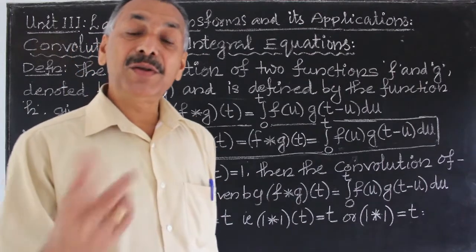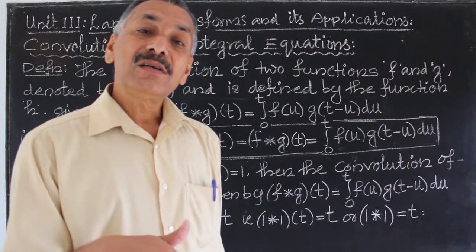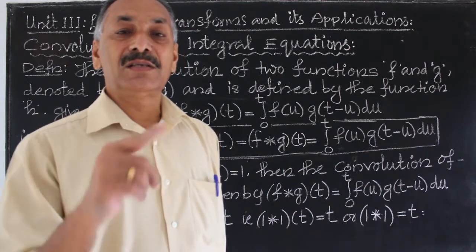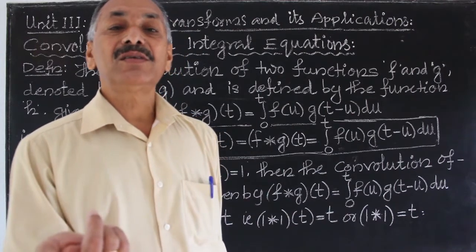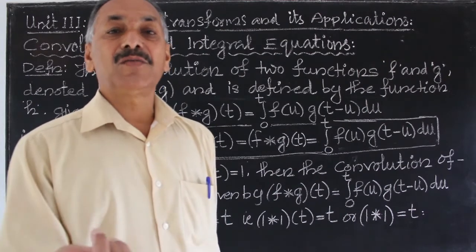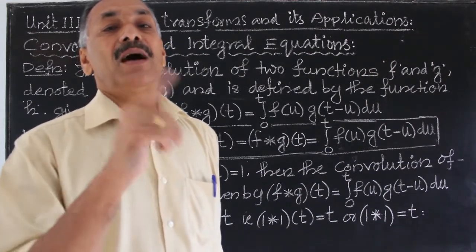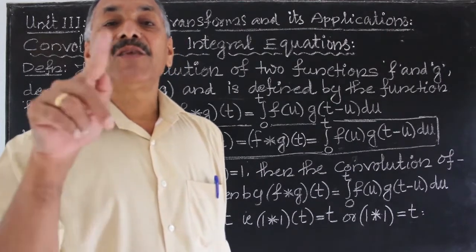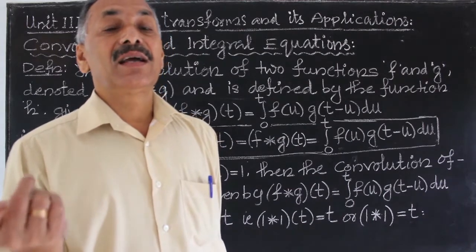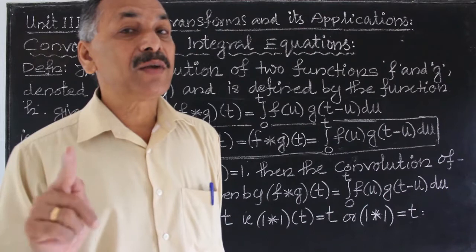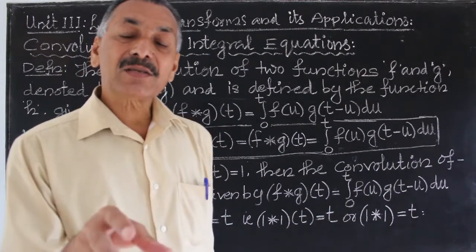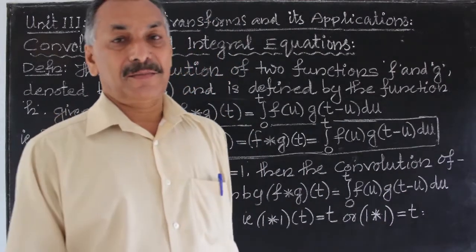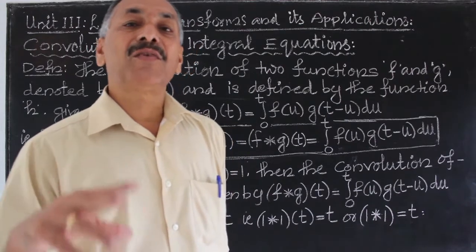Then what is the Laplace transform of f into g? Here f of t is equal to 1 and g of t is equal to t. So (fg) of t means f of t into g of t, that is 1 into t, which is equal to t. The Laplace transform of f into g is L of t, that is 1 by s square. On the right side we have L of f into L of g, which is 1 by s cube. That means the Laplace transform of f into the Laplace transform of g is not equal to the Laplace transform of f into g. L of fg is not equal to L of f into L of g.